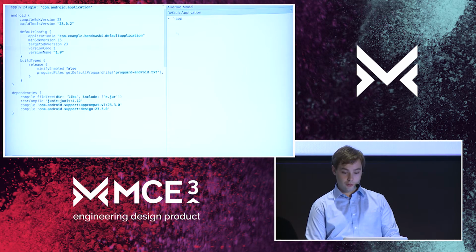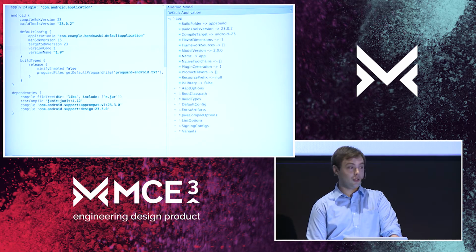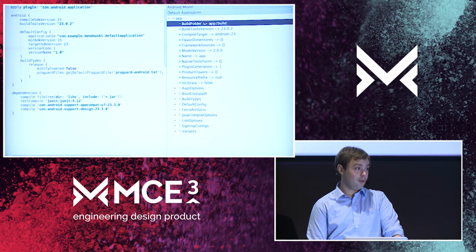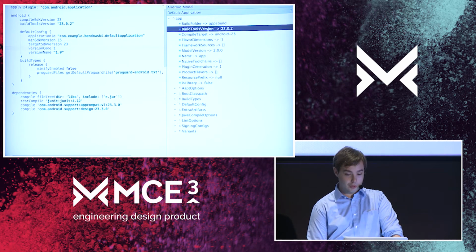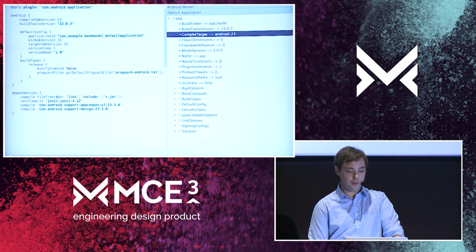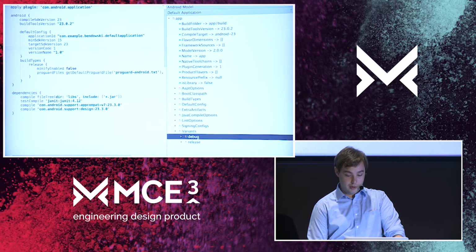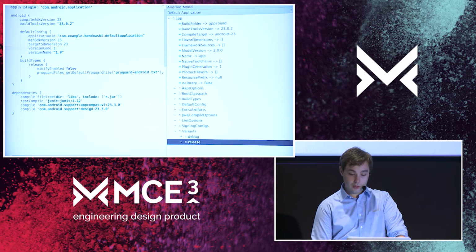So this is a tree view that more or less renders the Android project object that I mentioned before. You would see that this is the build folder that Studio expects to find all the artifacts in. This is the build tools version, the compile target. It all matches what I have here. You would also see that I have two variants currently, the debug and release. So let's change this a bit and see how that works.